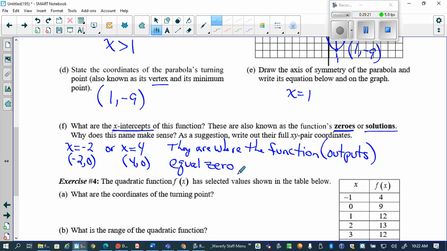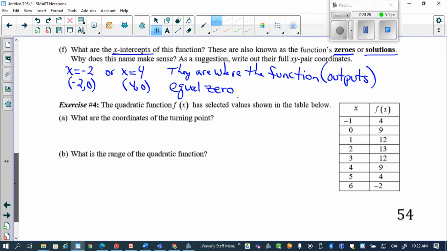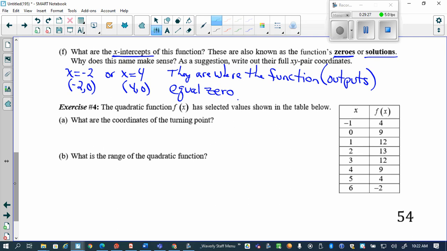Okay. Let's go to exercise 4. Now they've given us a quadratic function f of x. They didn't give us the actual equation. What did they give us? The table of it. So here's our table, the inputs, and the other column is the outputs. They want to know, what are the coordinates of the turning point? What's another name for turning point?